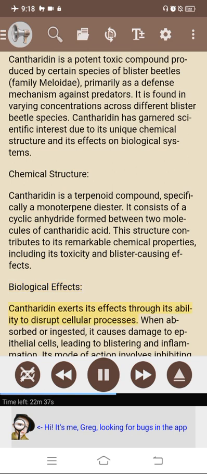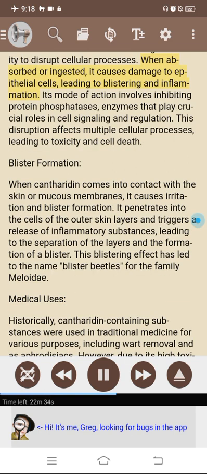Biological effects. Cantharidin exerts its effects through its ability to disrupt cellular processes. When absorbed or ingested, it causes damage to epithelial cells, leading to blistering and inflammation. Its mode of action involves inhibiting protein phosphatases, enzymes that play crucial roles in cell signaling and regulation. This disruption affects multiple cellular processes, leading to toxicity and cell death.